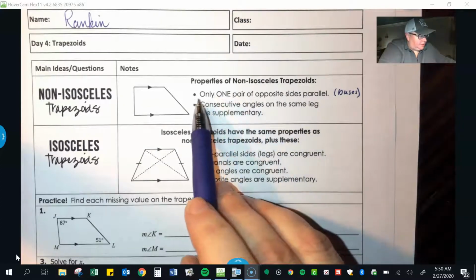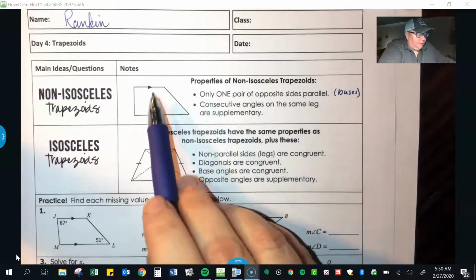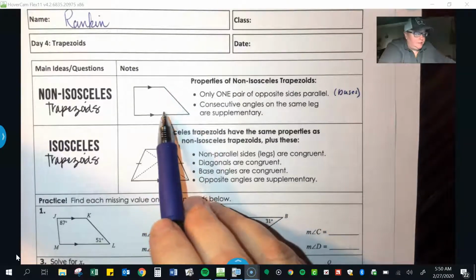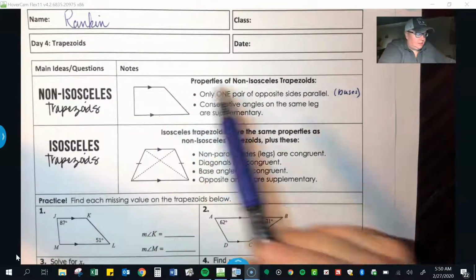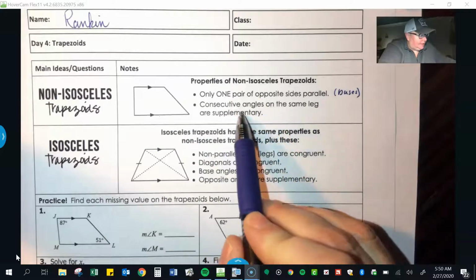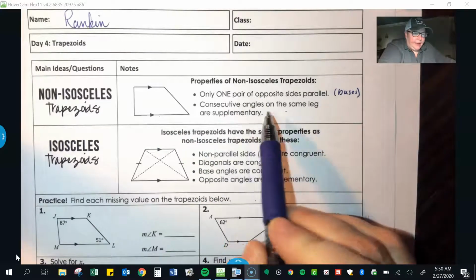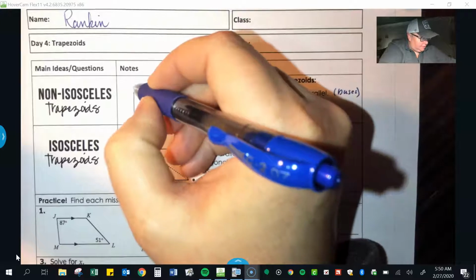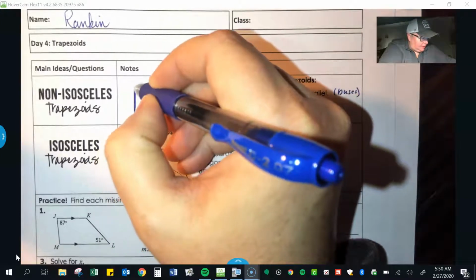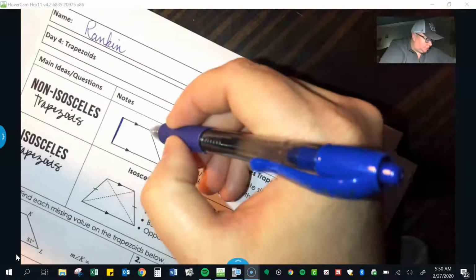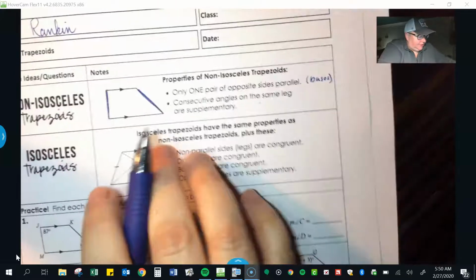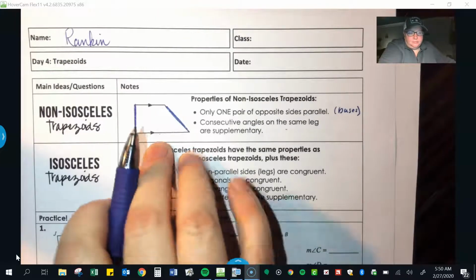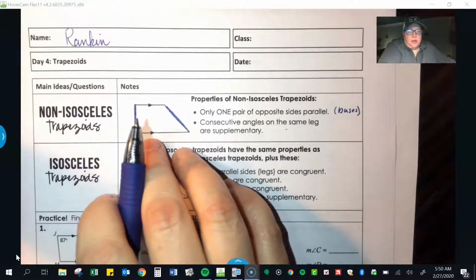A non-isosceles trapezoid has only one pair of parallel sides. We call those parallel sides the base or the bases. And the consecutive angles on the same leg are supplementary. The legs of a non-isosceles trapezoid, or really an isosceles trapezoid as well, are the non-parallel sides. The parallel sides are called the bases, and the non-parallel sides are called the legs.